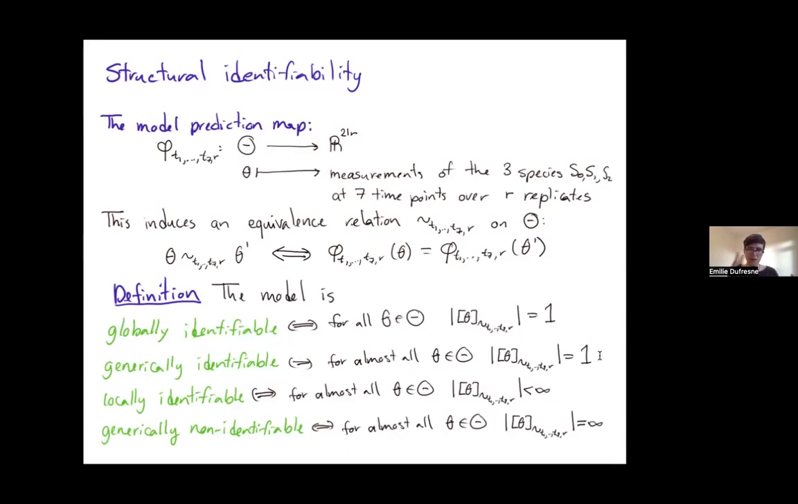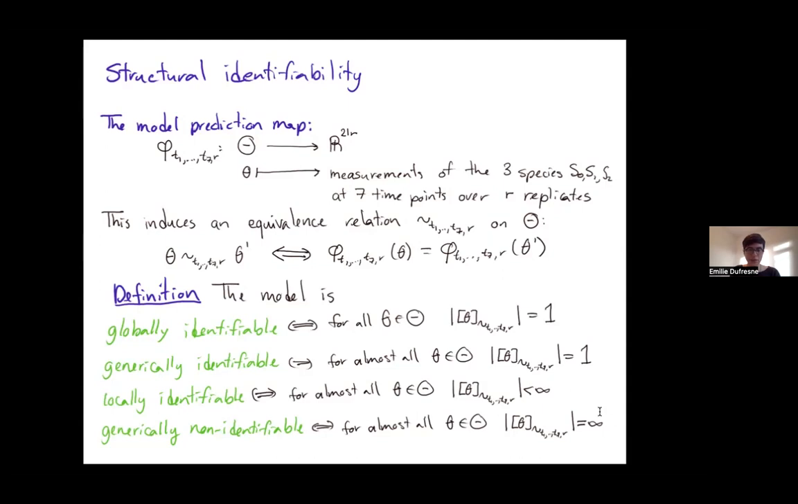So everywhere except in somewhere small. So there's a zero set of something small. And then locally identifiable will be if for almost all theta, the equivalence class of theta has finite size, so has finitely many elements. And then finally, generically non-identifiable if for almost all theta in the parameter space, the equivalence class is infinite.